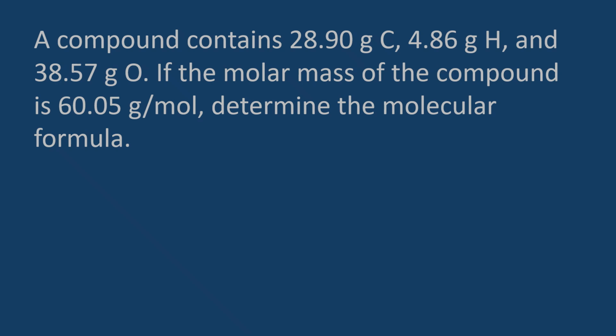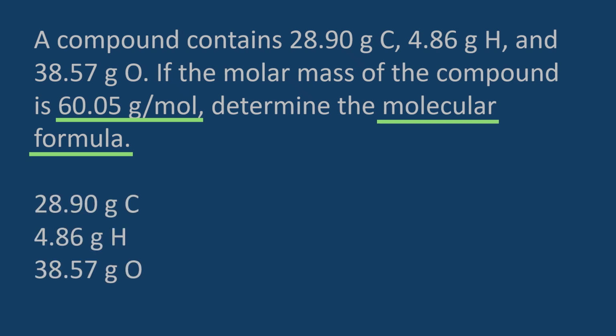Our wanted quantity here is the molecular formula. To determine the molecular formula, we need to know the molar mass of the molecular formula, which is given in the problem, as well as the empirical formula, which is not given in the problem. Womp womp. But we do have some information on the atoms present in the compound, and that information is in a format that would allow us to get to moles. So we can determine the molecular formula of this compound.